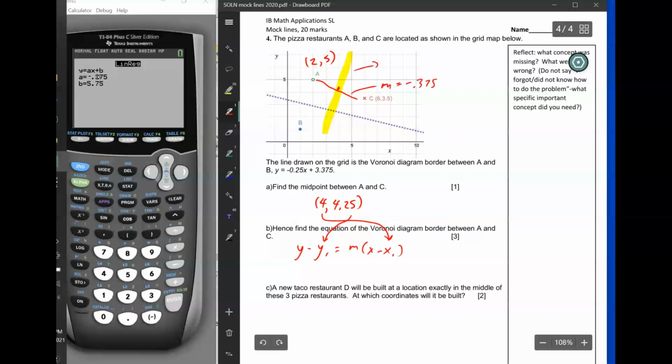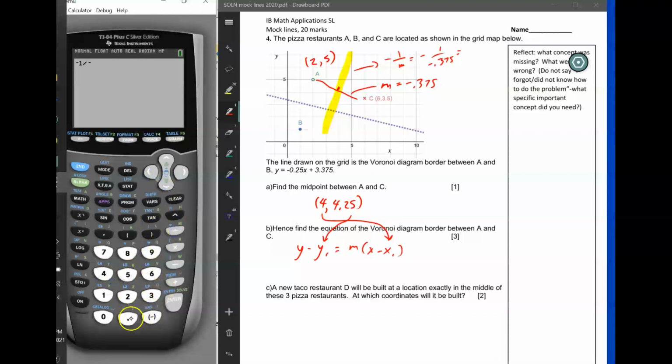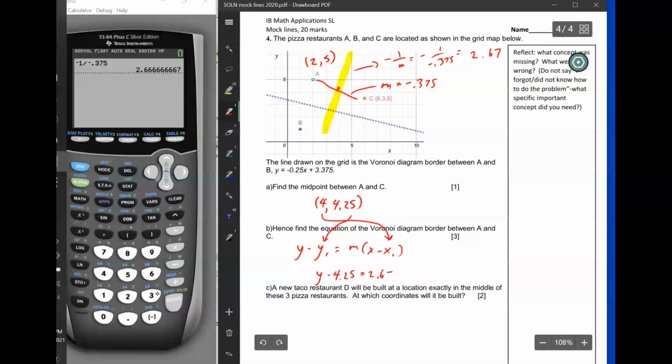So what is the slope for the yellow line? The slope for the yellow line is negative 1 over m. It would be negative 1 over negative 0.375, which is equal to negative 1 divided by negative 0.375. And the answer is 2.67. Okay, so the m value turns out to be 2.67. So I'm going to rewrite everything, and I'm going to put 2.67 in for m.